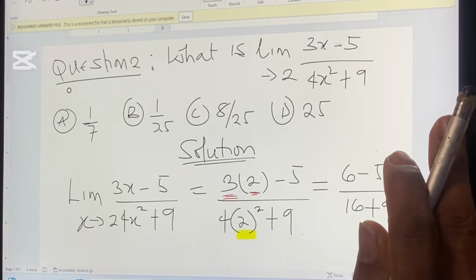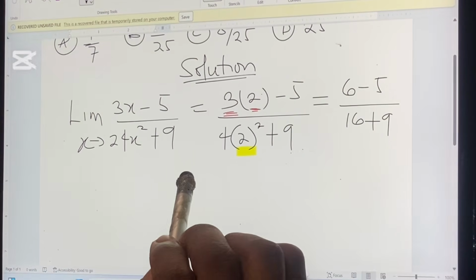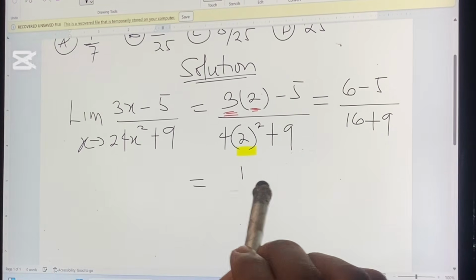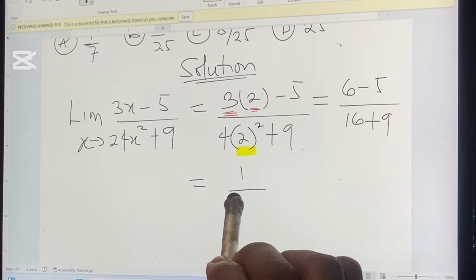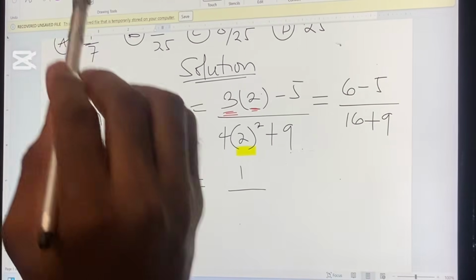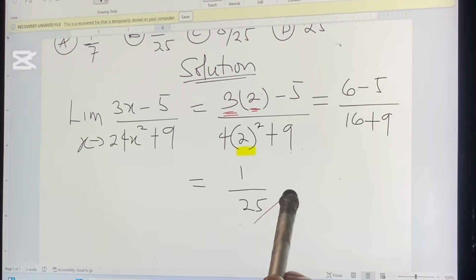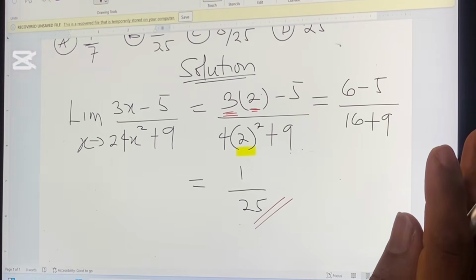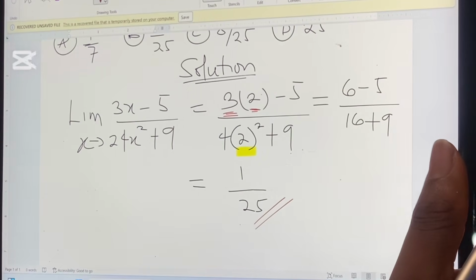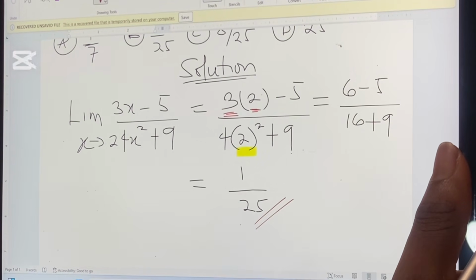Please take notes. So when you simplify this here, class, the answer will be equal to 1 over 16 plus 9, which will give us 25. Okay, now this is the answer here. So class, this is how we solve the limit of a function. So let's move on to the next method, that is the factorization method.